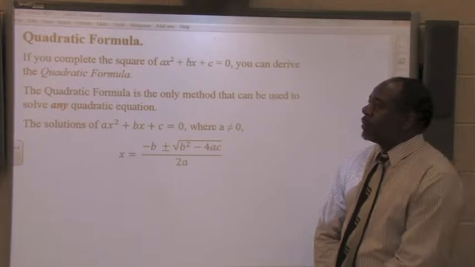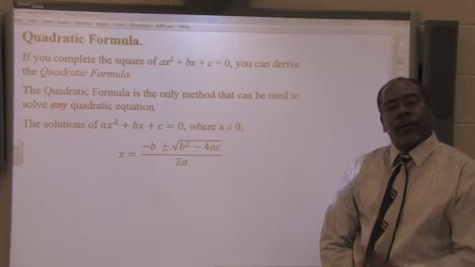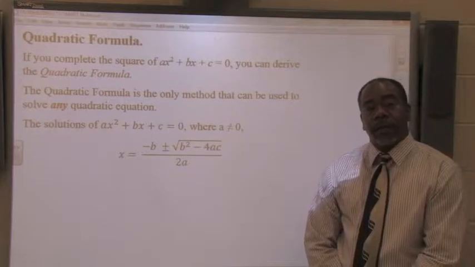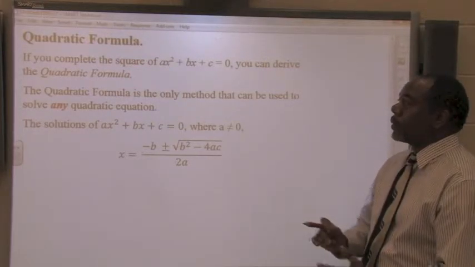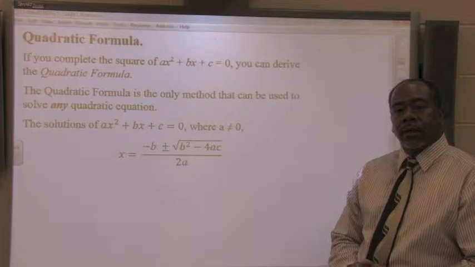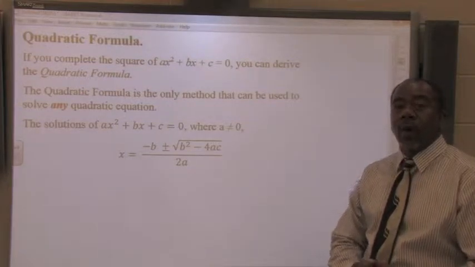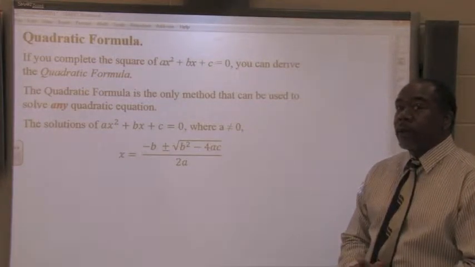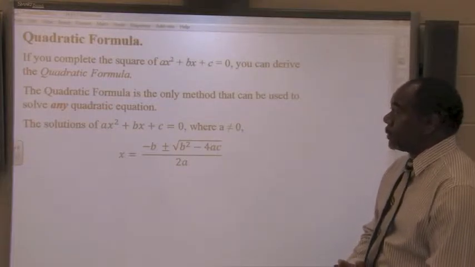Welcome. We're going to be taking a look at another lesson that you're going to be required to understand to do well on that exam this June. Today we're going to look at the quadratic formula. The quadratic formula is used to solve a quadratic, actually can solve every quadratic equation.